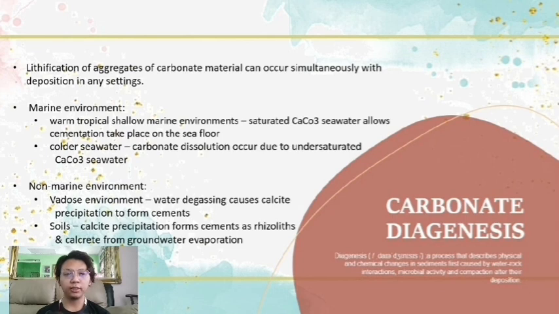The precipitation of calcite to form the cement is due to the degassing of water, which results in deposits of stalactite and stalagmite in caves. In soil, calcite precipitation forms cement as rhizoliths and calcrete as a result of the evaporation of groundwater and the addition of calcium carbonate as wind-blown dust.